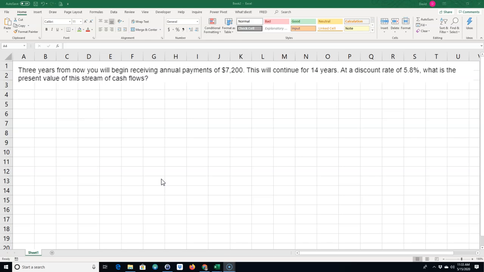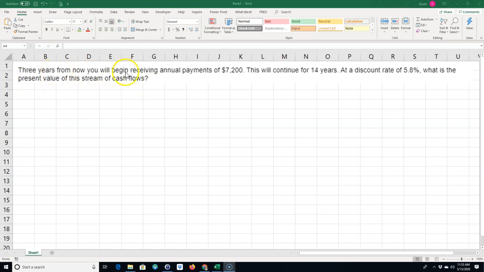And also I'm going to show you the power of net present value, where it can solve what appears to be a fairly complicated problem with just a few keystrokes, as long as you understand how a net present value works. So let's just get right into it here.